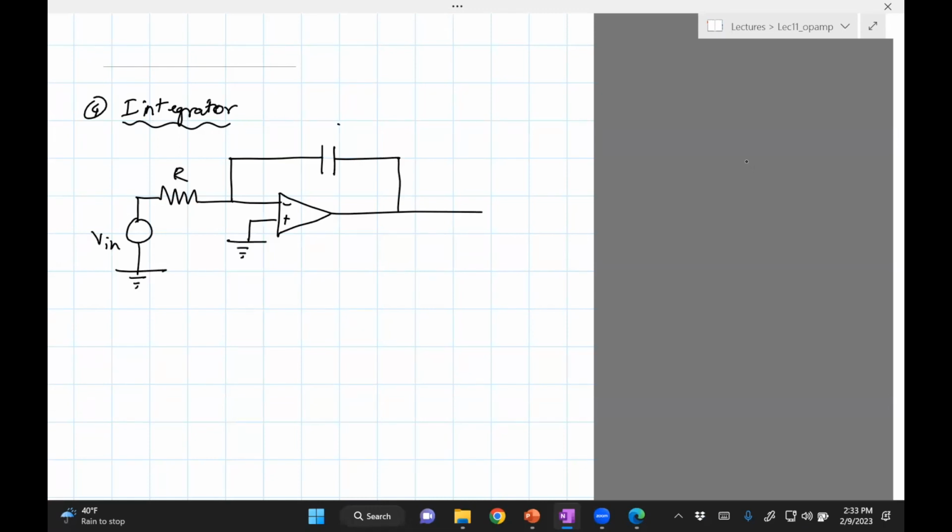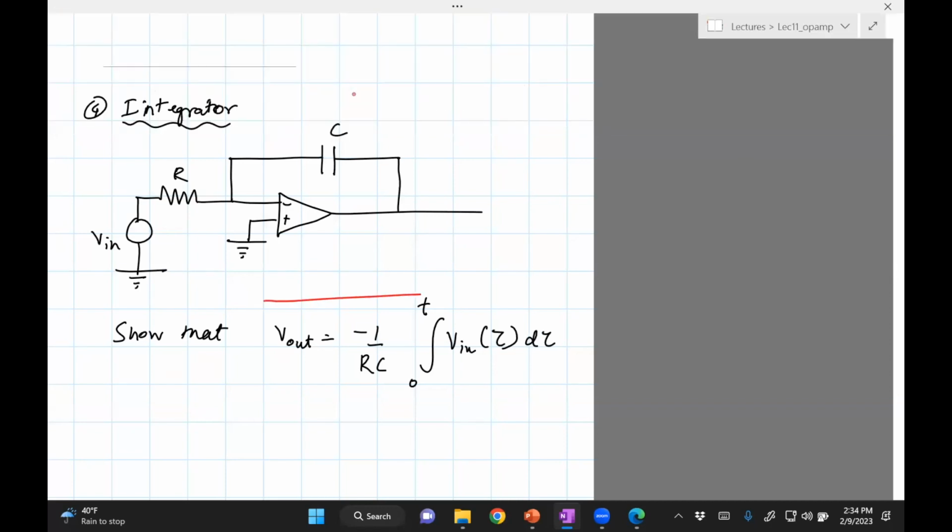This is R, this is C. So your task is to show that V out is minus 1 divided by RC times the integral from 0 to T of V in d tau. Okay, so show that at home.